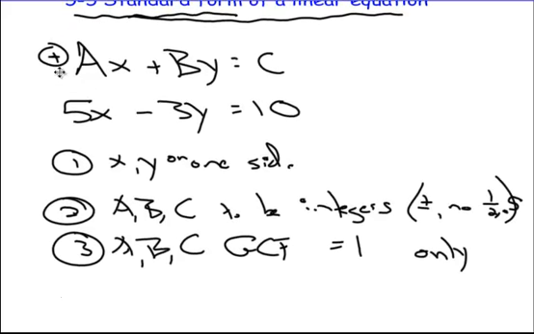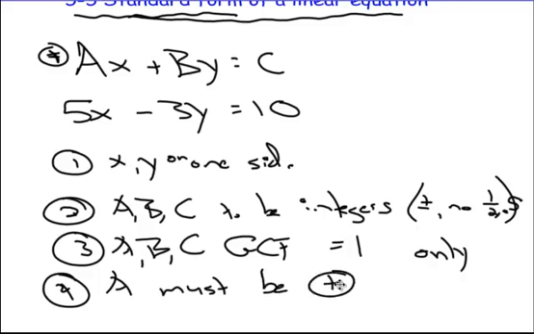And then the last one, notice I added this plus sign up here. This changes somewhat by author, but a, the coefficient on x, must be positive. And that'll change, like I said, by book, but that's the way that we're going to run it.